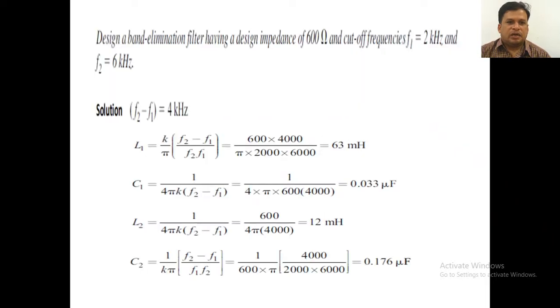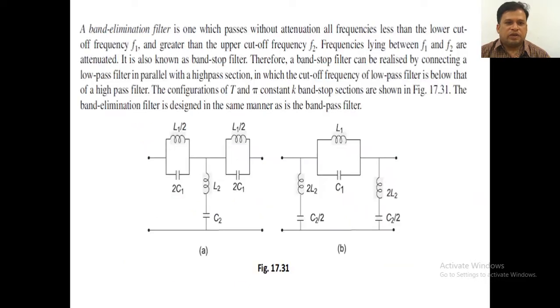Next, we are doing a problem on a band elimination filter. How do we do a problem on this band elimination filter? As we have seen in this slide, we solved all these component values in the band pass filter, and the same thing should be done in this band elimination filter: finding L1, C1, and writing L1 by 2, L2, C1 and C2 in a proper way gives you the design of the band elimination filter.